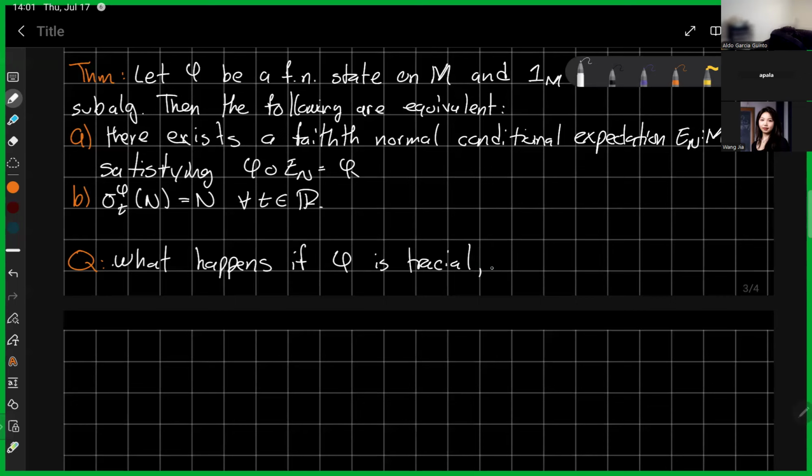Then delta is 1. This is because delta detects the non-traciality of your state, pretty much. And so you can go back and see the computations that we've done, and you'll see that delta appears because of this lack of traciality. And so this is also equivalent to saying that phi of x is equal to x.